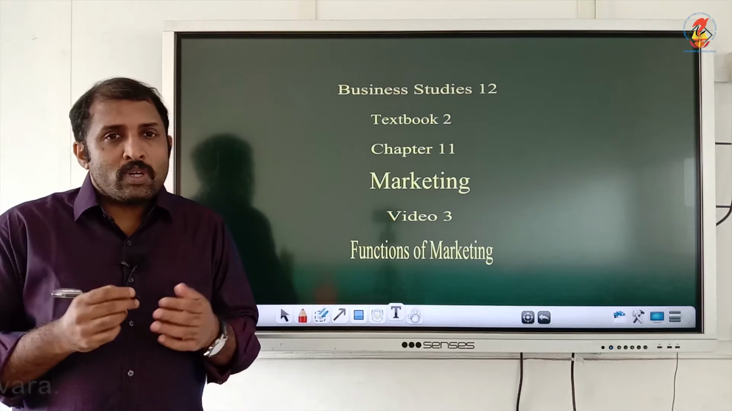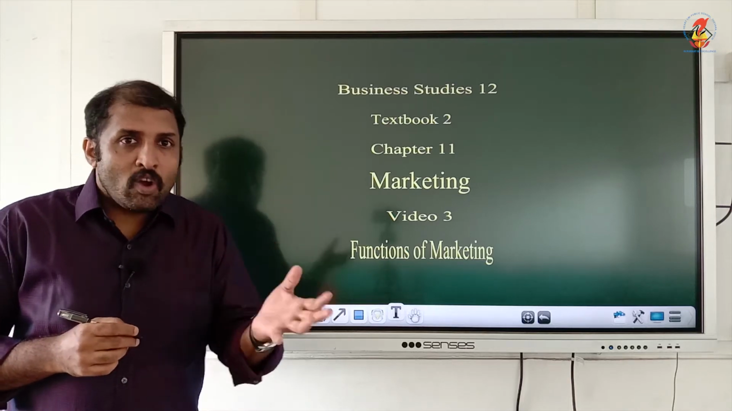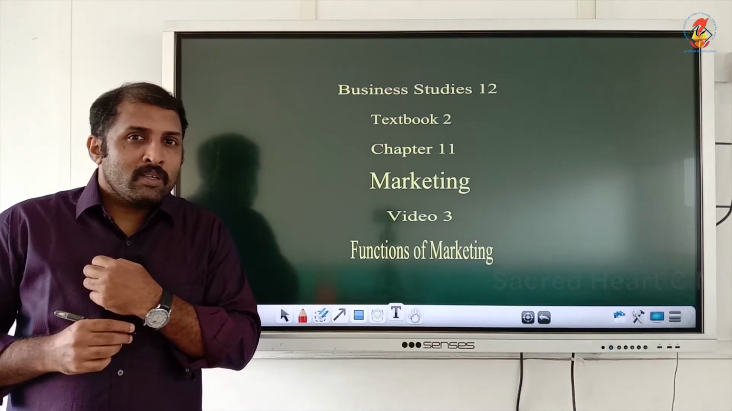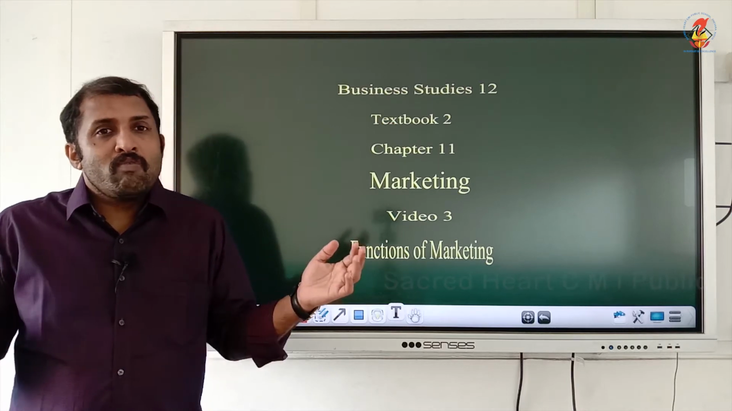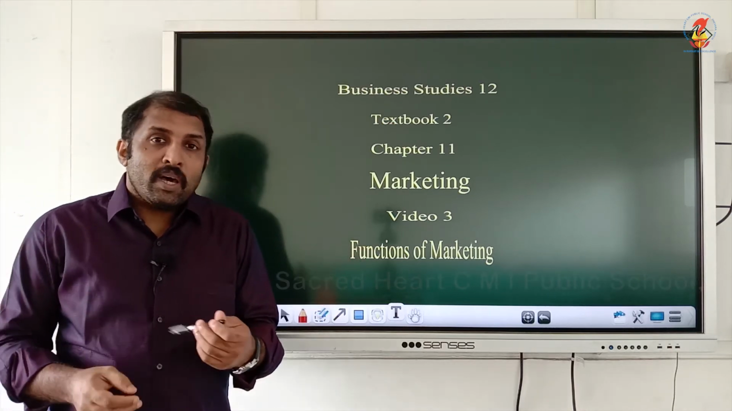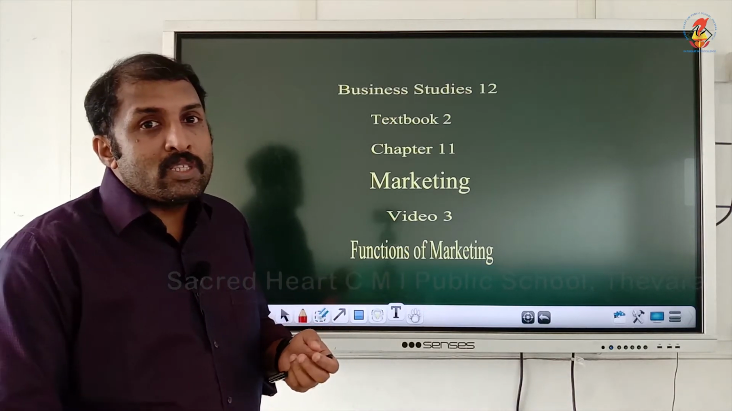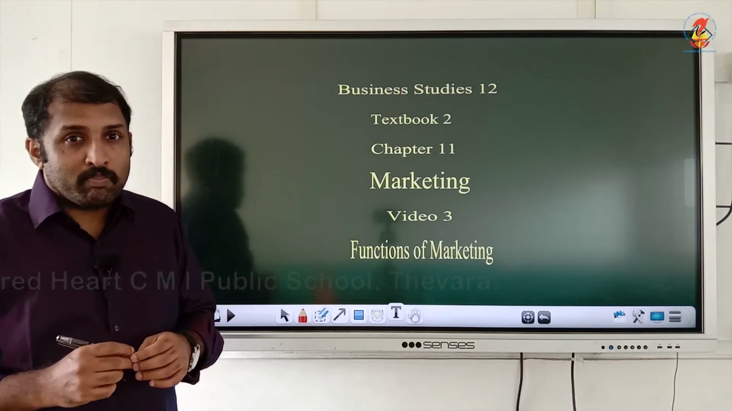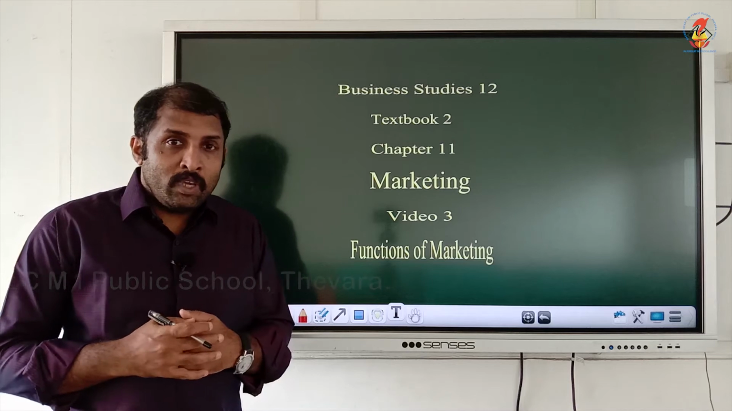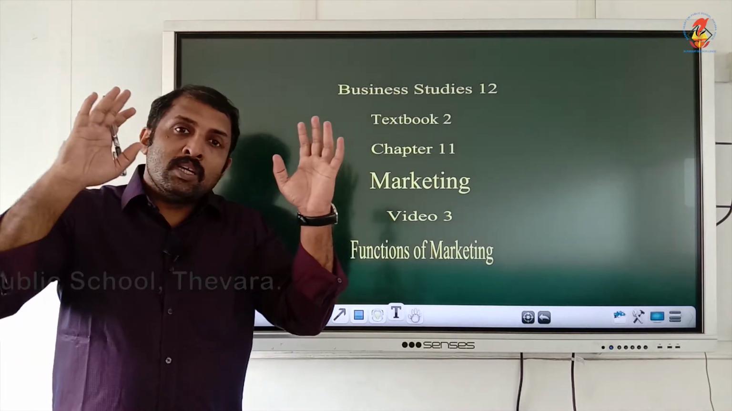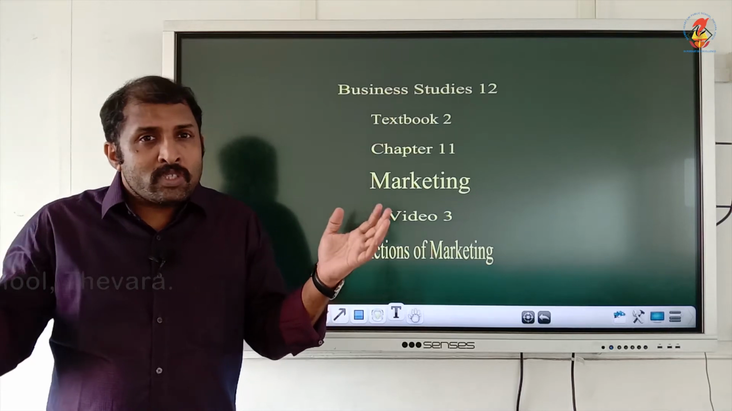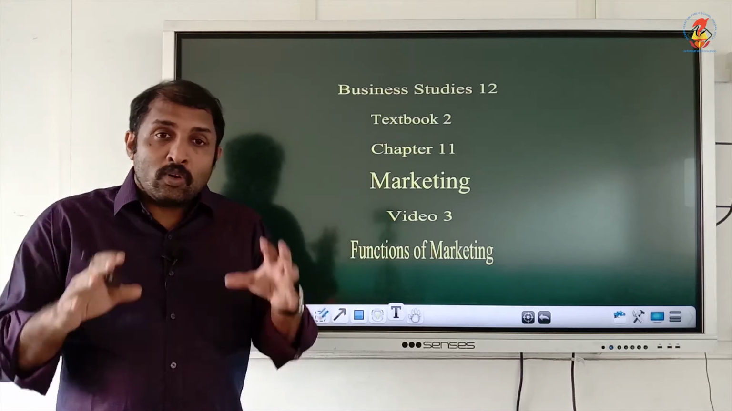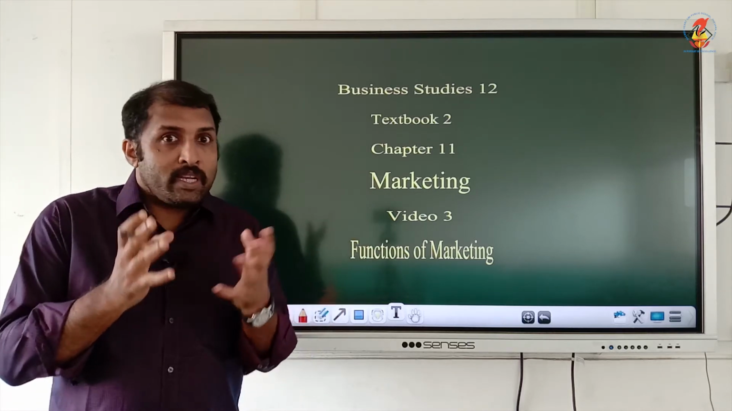Now, if needs and wants are identified, if a market offering is to be made, if the satisfaction of the customer is to be confirmed, we have to understand that marketing involves such a lot of activities in order to make sure that the customers are satisfied to the maximum. The totality of activities, we call it the marketing activity.